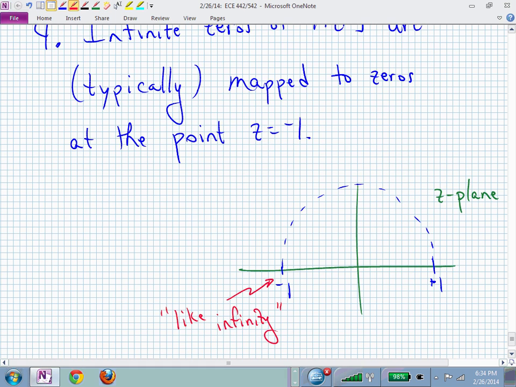Whereas in the s-plane, where are you going? Infinity? You don't get there, do you? Keep going. Wherever I'm going, east. Question? Yes. I can't hear.